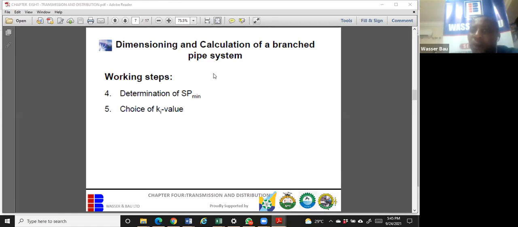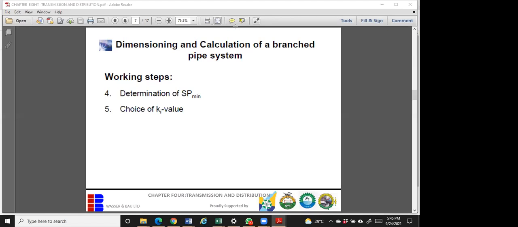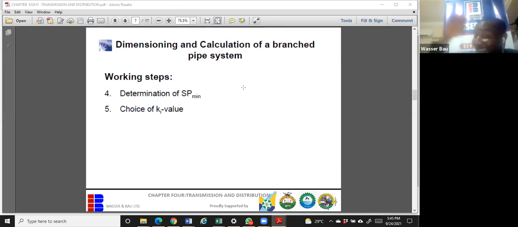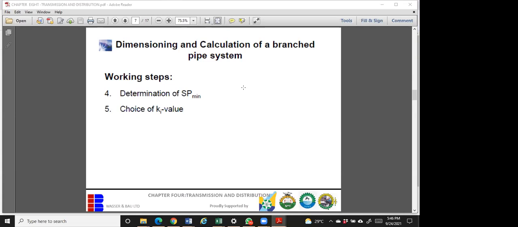Determination of SP minimum. There's no question. We all did it yesterday. If you are designing for an area, the highest floor becomes your reference. You don't use the lowest floor. If there are 2-story buildings in the area, then it means your service pressure will be 20 plus 5 plus 5. So you're using 30. And remember, service pressure is for you to size your tank, to know how high your tank will be.